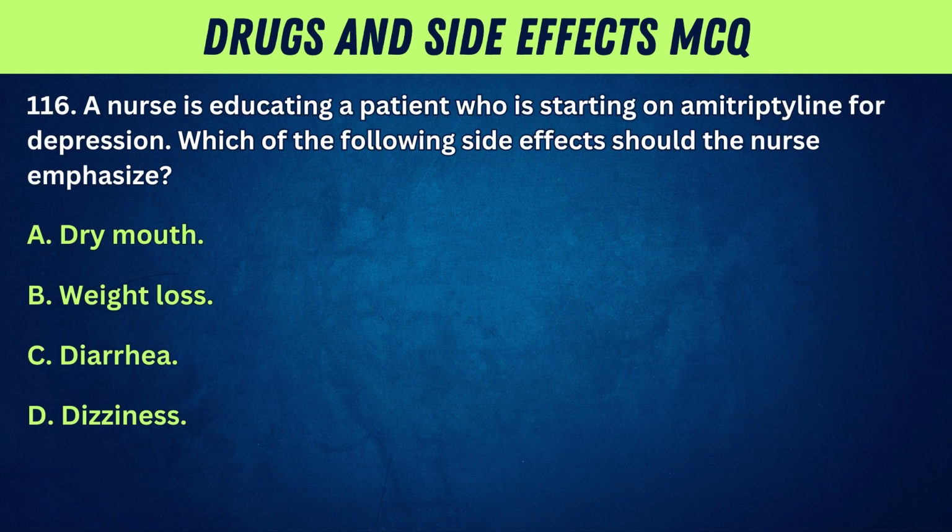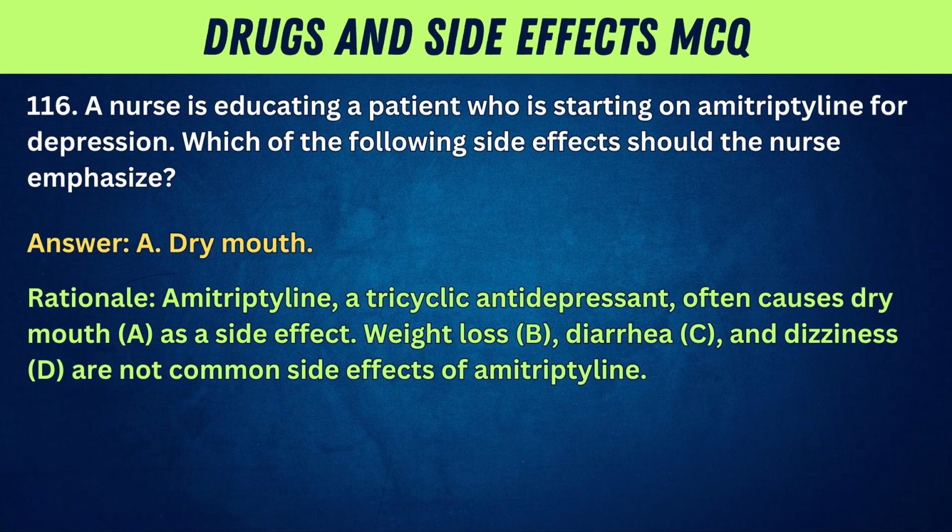116. A nurse is educating a patient who is starting on amitriptyline for depression. Which of the following side effects should the nurse emphasize? A. Dry mouth. B. Weight loss. C. Diarrhea. D. Dizziness. Answer: A. Dry mouth. Rationale: amitriptyline, a tricyclic antidepressant, often causes dry mouth, A, as a side effect. Weight loss, B, diarrhea, C, and dizziness, D, are not common side effects of amitriptyline.